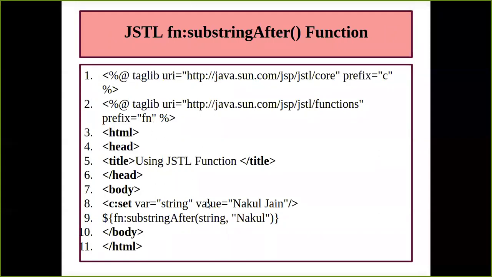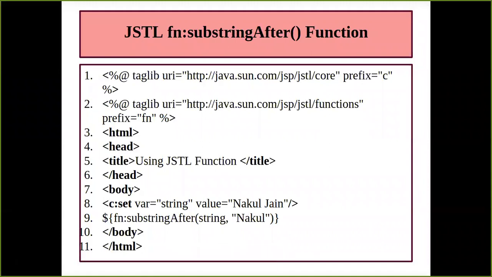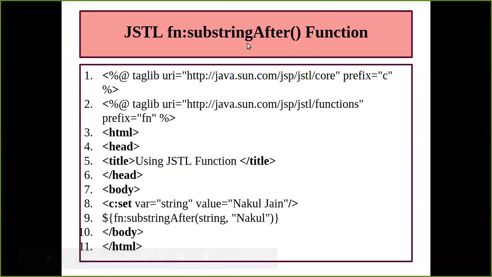Fine. Now again, if I just wanted to deal with a string value, I need one variable where I can pass a string value. For that I have to use a set tag, which comes from your core tag. So c:set, and you're going to use the attributes var and value. The var is for creating a variable. What is the variable name you have given? string. And what value are you passing? Nakul Jain.